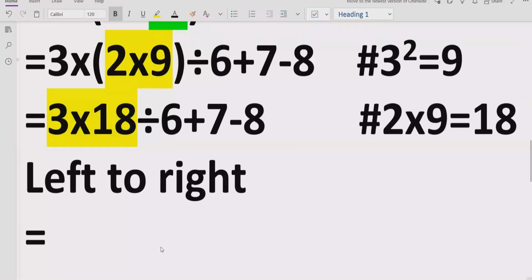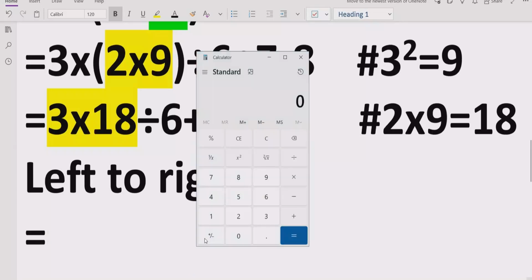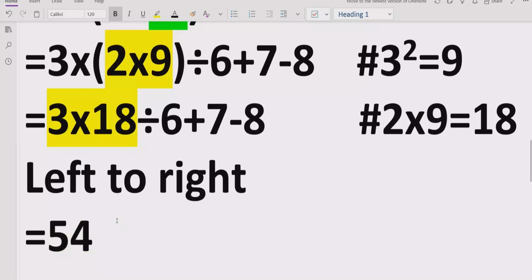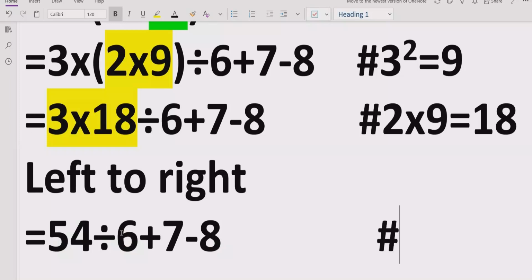Now, one more thing. You may say that I'm using PEMDAS, so I will solve the multiplication. The rule is the same for both, whether you are using the BODMAS or PEMDAS rule. First of all, you have to go left to right and find out which is coming first. So here we have 3 multiplied by 18, which is equal to 54. So 54 divided by 6 plus 7 minus 8. And here we give the reference: 3 multiplied by 18 equals 54.